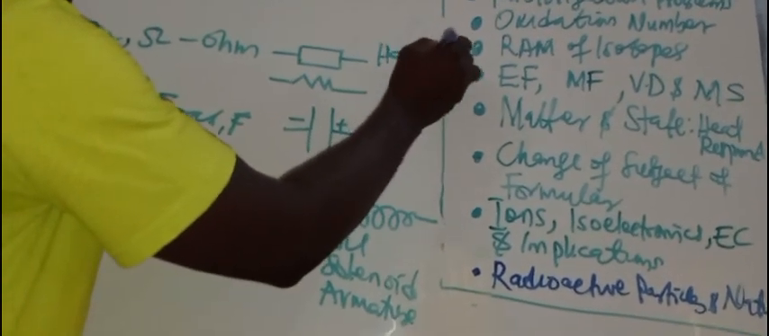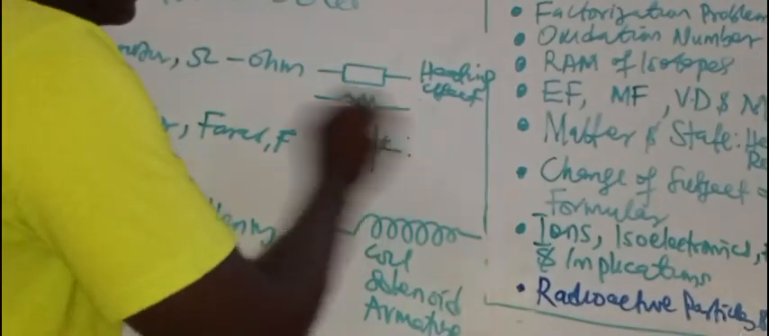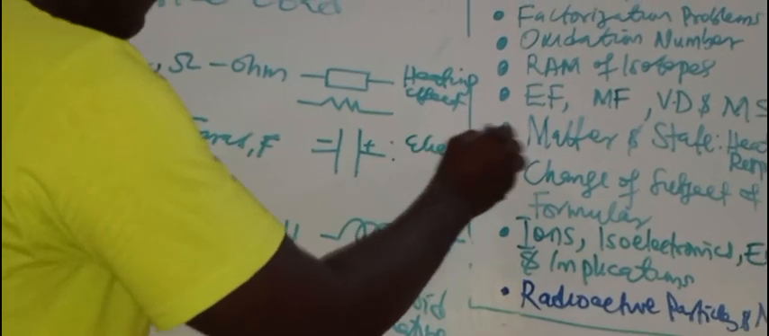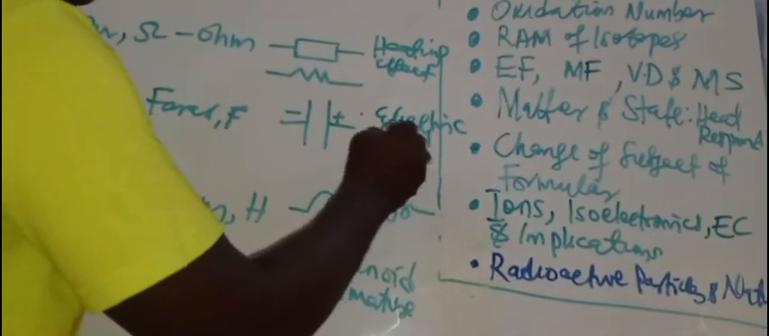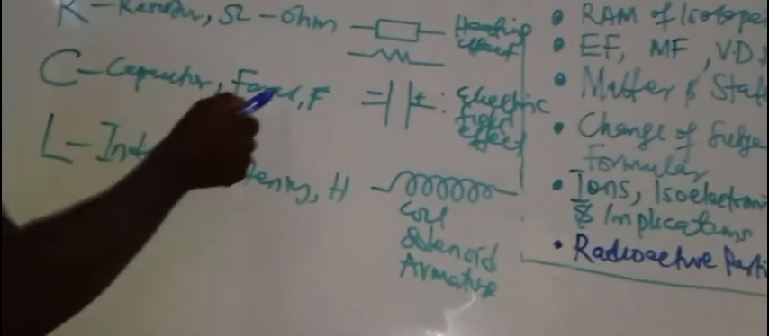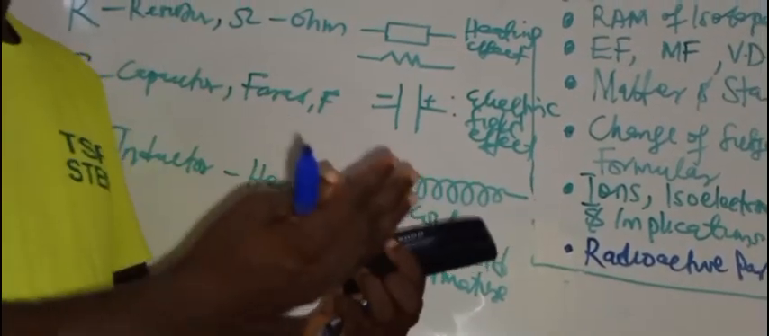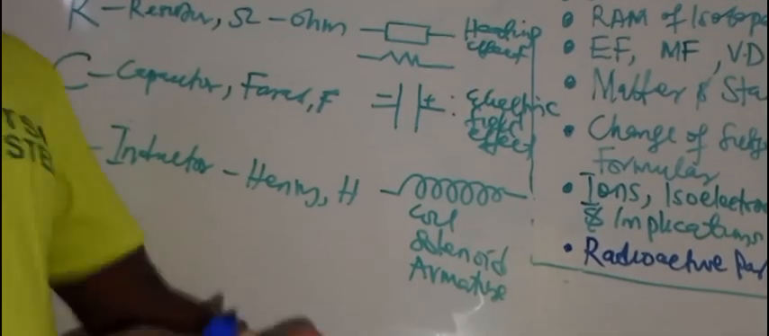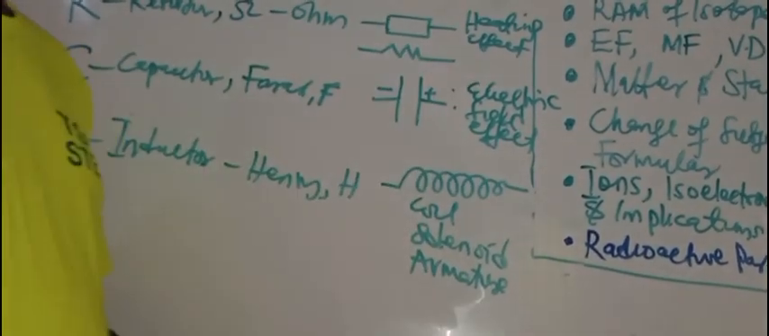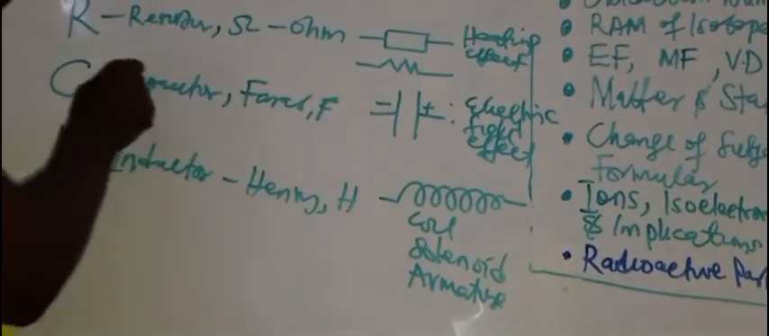This one displays heating effect. Take note of that. That is where you're able to get from your pressing iron the heat to iron your clothes. Capacitor, this one causes electric field effect, and it is used in storing electric charges. Take note of that. Capacitor is used in storing electric charges, and that is the secret behind most rechargeable lanterns. When it has run down, you plug it to the NEPA source, it charges. After NEPA might have taken the light, you light your rechargeable lantern. Why? Because it contains a capacitor that is used to store electric charges.